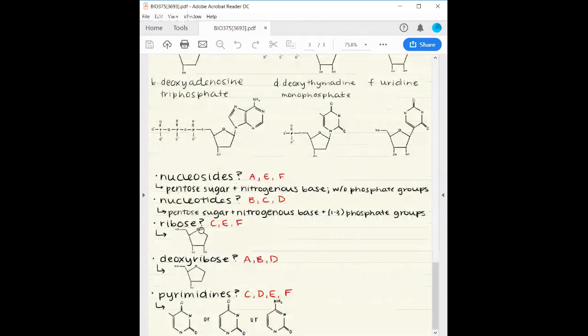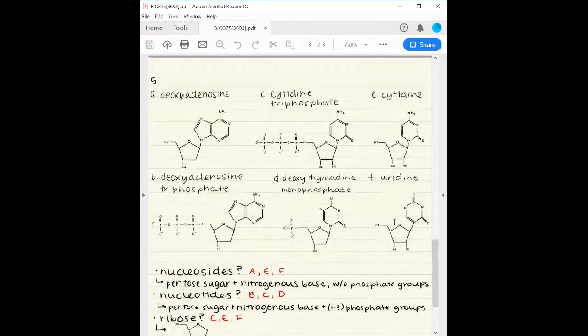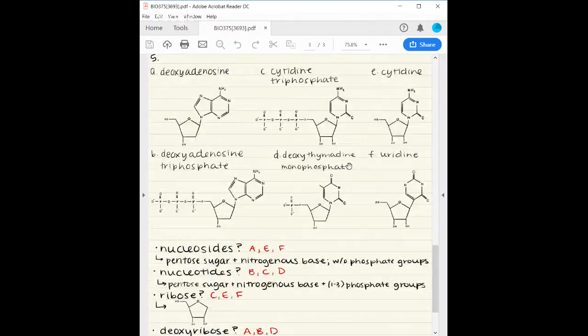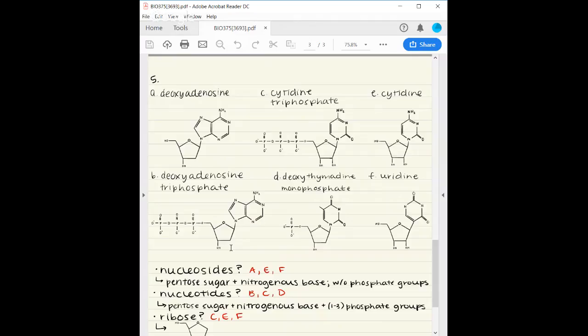And then ribose. So to identify ribose, that's going to be the pentose sugar with a hydroxyl group coming off of the 2' carbon. So that's going to be here C, E, and F. We can see they have the hydroxyl groups, and then these 3 do not have the hydroxyl groups coming off of the 2' carbon. And then deoxyribose, so those are going to be the other three, the ones that lack that hydroxyl group. So A, B, and D.